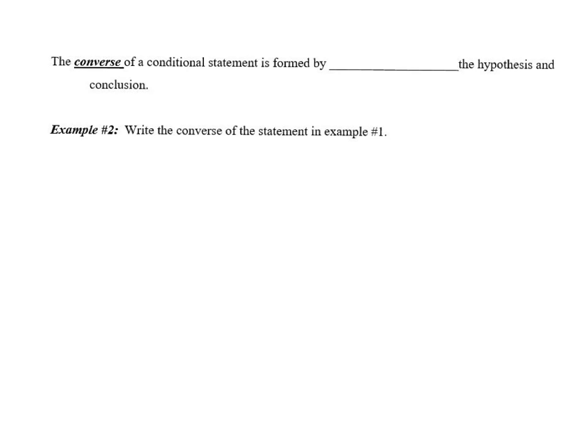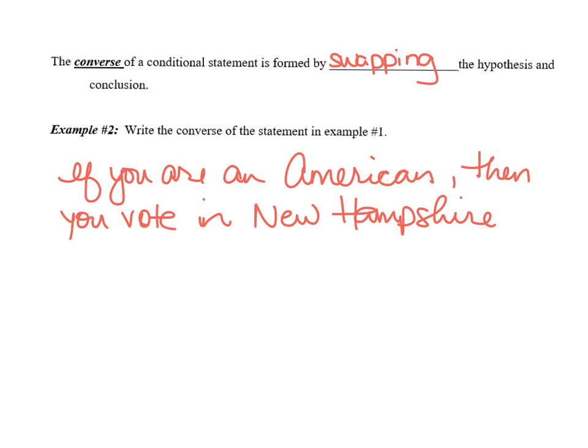The converse of a conditional statement is formed by swapping the hypothesis and the conclusion. Go ahead and pause the video and try writing the converse of the statement in example number 1. And what you hopefully wrote was, if you are an American, then you vote in New Hampshire. Again, we're forming the converse by swapping the hypothesis and the conclusion. Now, you might have noticed that this statement isn't necessarily true. You can be an American but vote in any one of the other states as well.